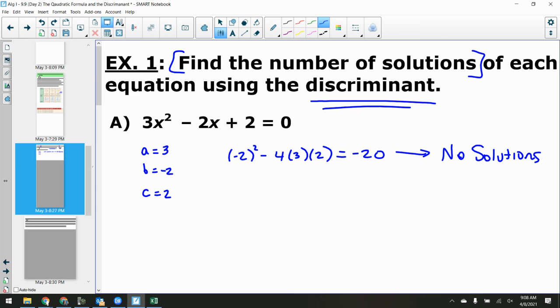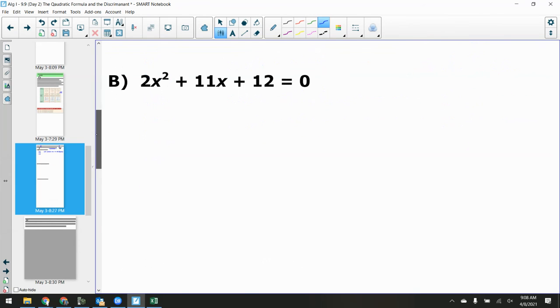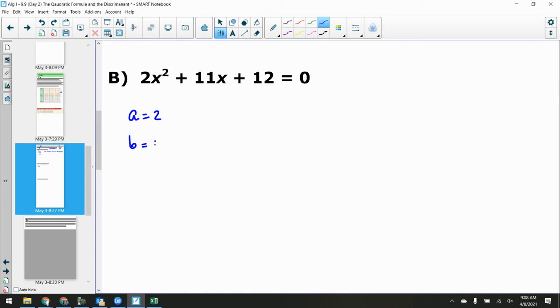If it wasn't negative, would you say 2? Yeah. Positive is 2, 0 is 1. You wouldn't even have to go on, because that's all I'm asking for here. I'm reducing the amount of work a little bit by just asking how many solutions there are. Like for this next one. It's already set up in standard form, perfect. A is 2, B is 11, C is 12.